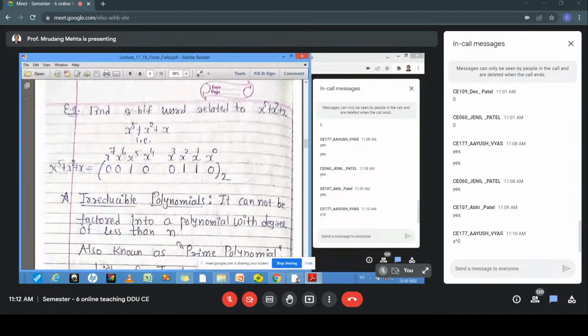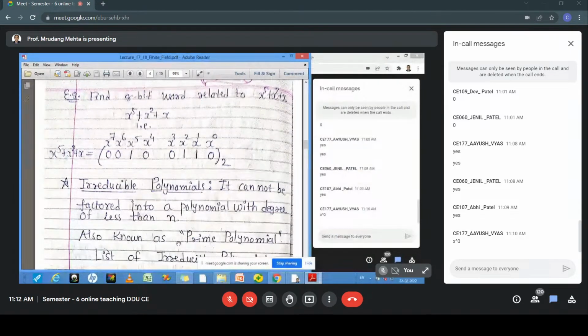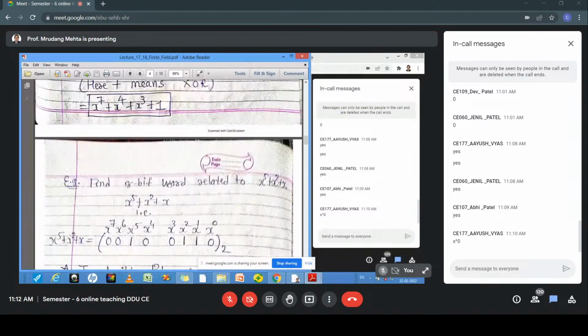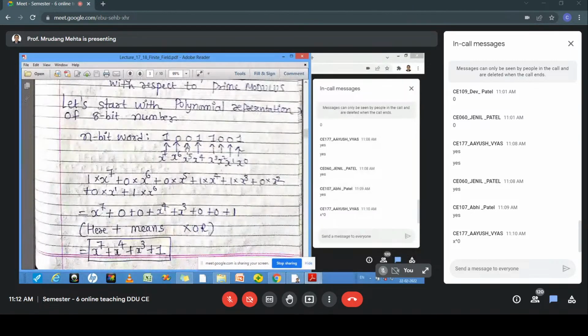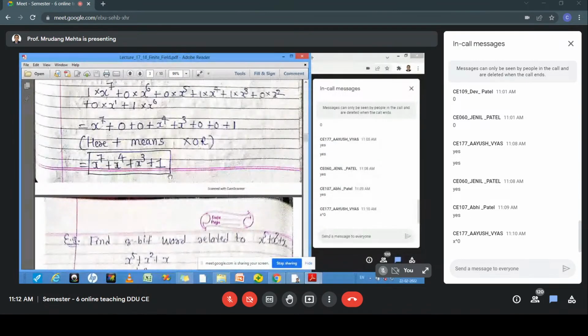Okay. Now find the 8-bit word related to x raised to 5 plus x raised to 2 plus x. So now we are given the reverse of this. Suppose you are given an 8-bit word, then you have to convert it into a polynomial. This is one example. Now the reverse example, you are given a polynomial and you have to get the number. Okay. So I suggest each one of you try it. What is the number which is represented by this polynomial, x raised to 5 plus x raised to 2 plus x? Can you do it?